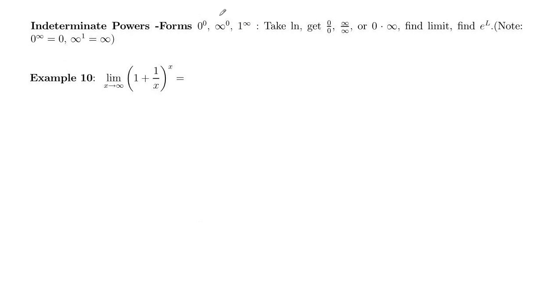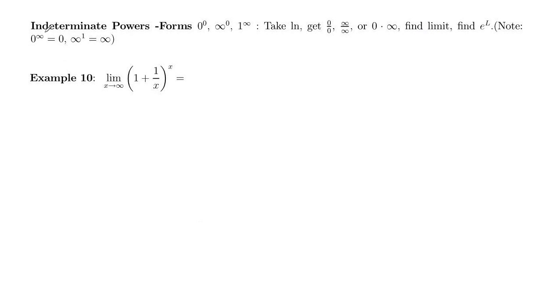So with all of these indeterminate forms, we're going to take a log on both sides, and that'll change it into 0 over 0, infinity over infinity, or 0 times infinity. Then we'll find the limit of that easier expression using L'Hopital, and then exponentiate when we get done.